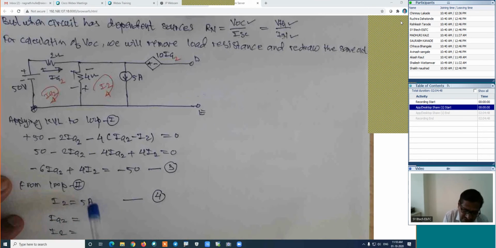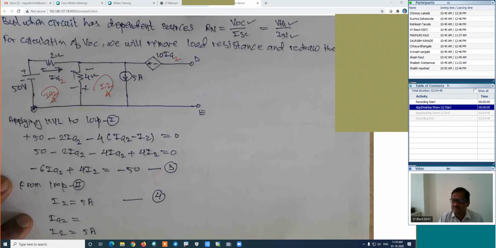Otherwise, you can substitute this value of I2 in this equation: 6 IA2 and this 4 into I2 minus 50. IA2 is unknown. You can find out the value of IA2. And here I2 is 5 amperes, already we know. Find out the IA2. I'm waiting for the answers from your side. Yes. Anyone? I'm expecting some new students to answer.